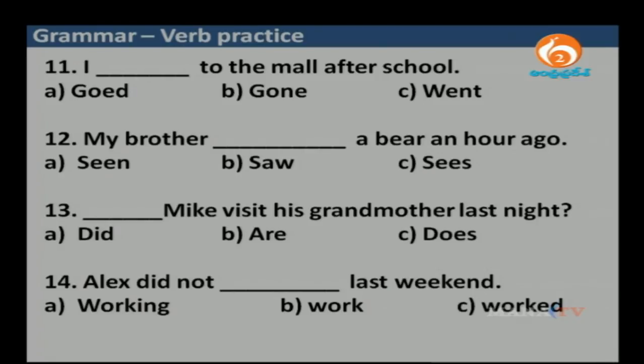Question number 12. My brother dash a bear an hour ago. My brother seen a bear an hour ago. My brother saw a bear an hour ago. My brother sees a bear an hour ago. When I say an hour ago, it means past tense. So, the correct option is option B. My brother saw a bear an hour ago.